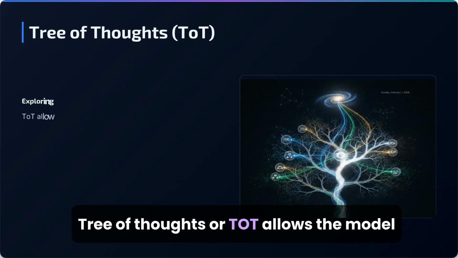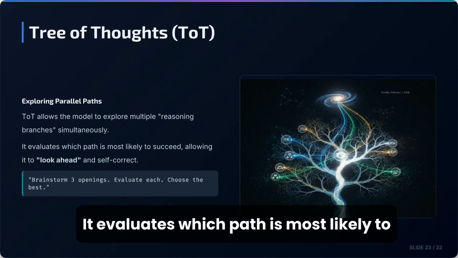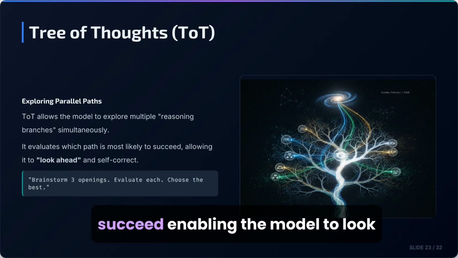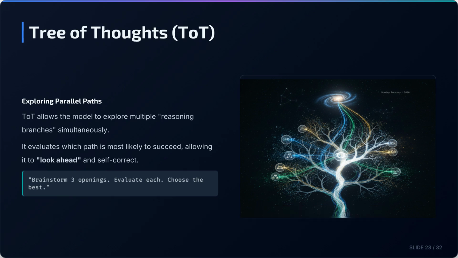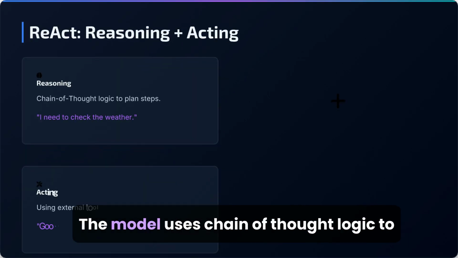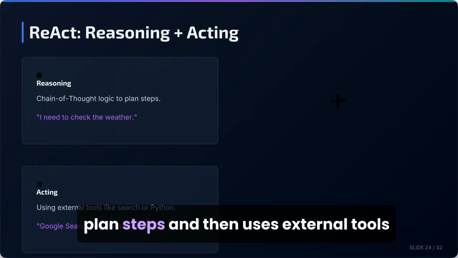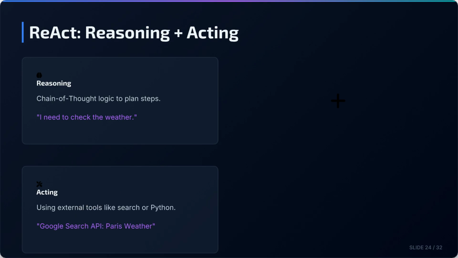Tree of Thoughts, or TOT, allows the model to explore multiple reasoning branches simultaneously. It evaluates which path is most likely to succeed, enabling the model to look ahead and self-correct. ReAct combines reasoning with acting. The model uses chain-of-thought logic to plan steps, and then uses external tools, like search APIs, to perform the action.